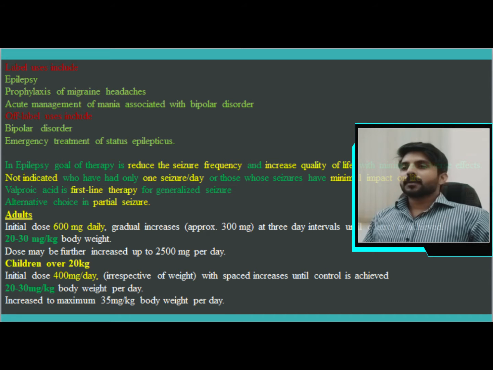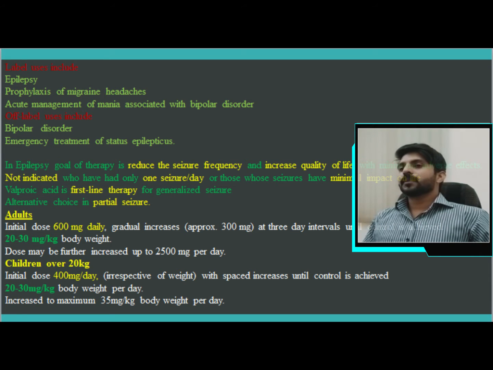In case of indication and pathology, this medication is used for epilepsy, prophylaxis of migraines, and acute management of mania associated with bipolar disorders. There are off-label uses as well, like bipolar disorder and status epilepticus. In case of epilepsy, the major goal is to reduce the seizure frequency and increase the quality of life. However, in those patients who have one seizure a day and their life quality is not impacted by it, there is no need to use anti-epileptic medication.